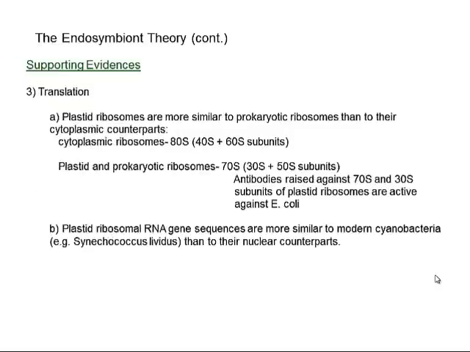Plastid ribosomes are very bacterial in structure, and the ribosomal RNA gene sequences are more similar to modern cyanobacteria than to nuclear counterparts. So there's much more homology between chloroplasts and cyanobacteria than there is between cyanobacteria or plastids and plant nuclear genes.